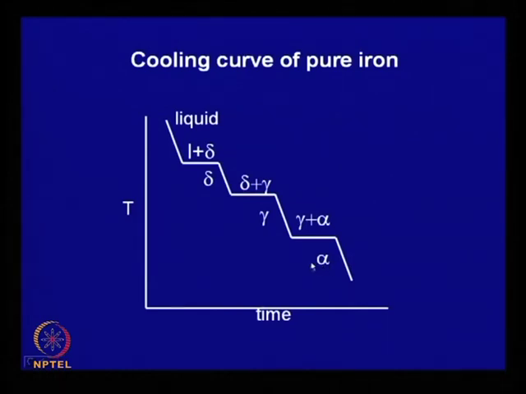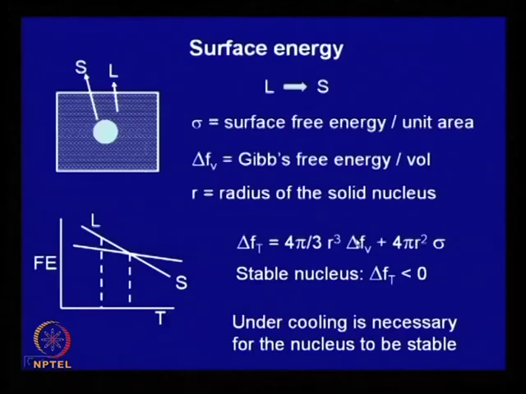And from this, it is easy to draw the cooling curve. The cooling curve will look like this. You will have one step here when the liquid transforms to delta, and again there will be a step, this is a solid state transformation. Here the two phases, delta and gamma, can coexist. Then again at 910, gamma and alpha, the transformation gamma to alpha, FCC to BCC, is taking place. Here also this is a fixed temperature where both these phases can coexist.